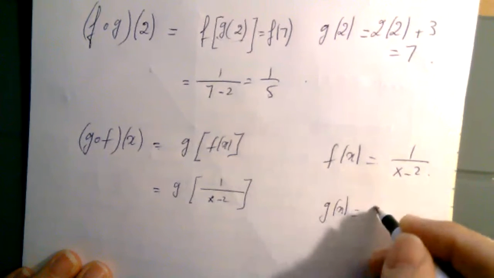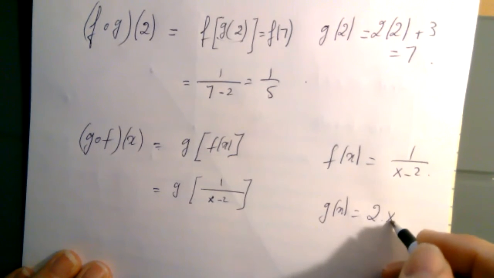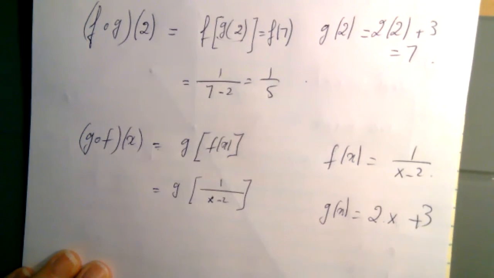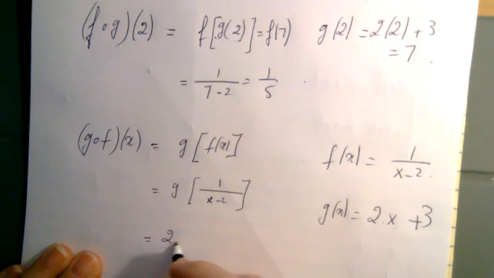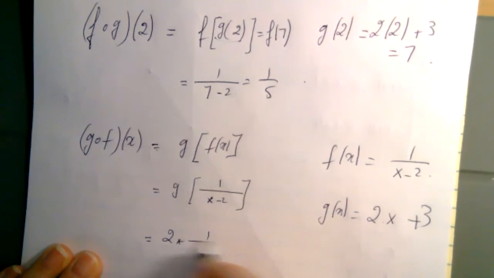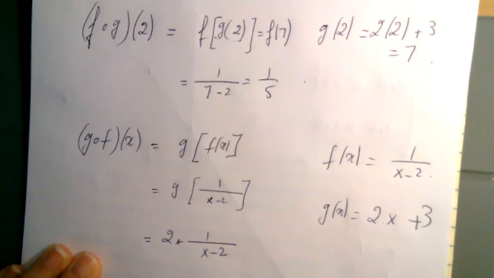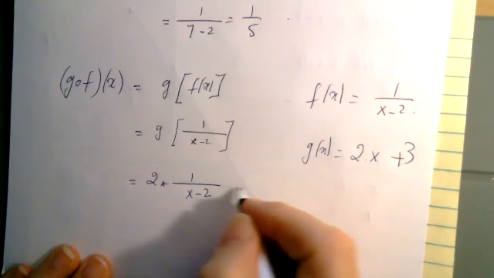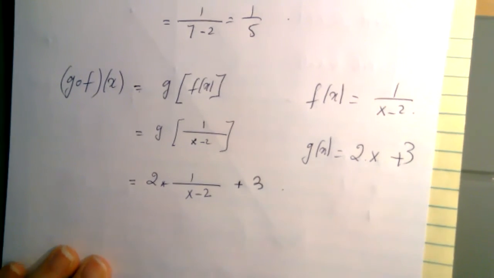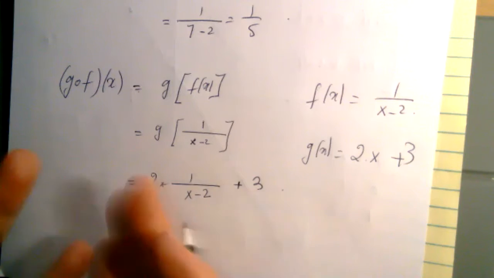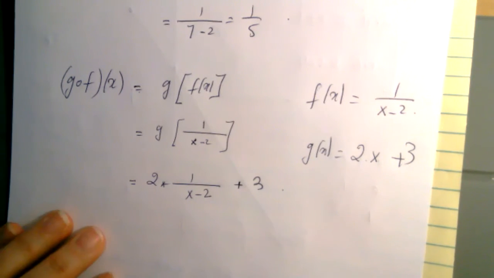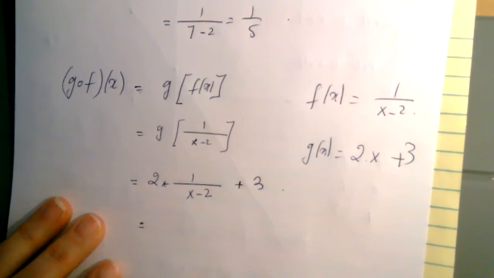G does the following. It's 2 times what you give it plus 3. So this is going to be equal to 2 times 1 over x minus 2 plus 3. So that's the setup. Now let us say I ask you, I want you to write this as one fraction. So I want to make sure that you guys can find common denominator. So how are we going to do that?